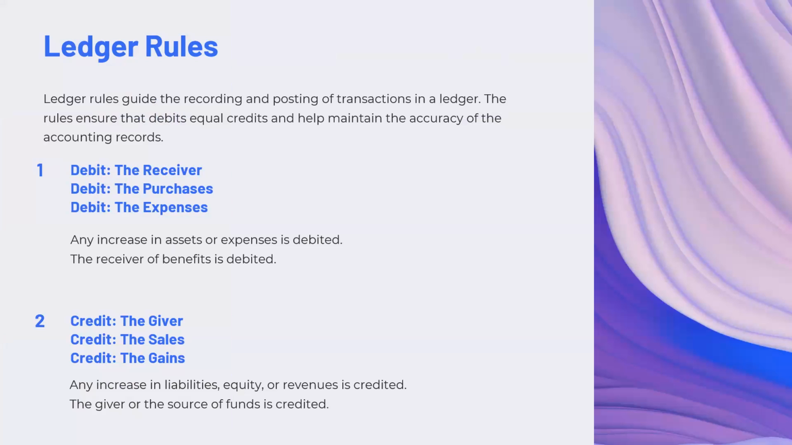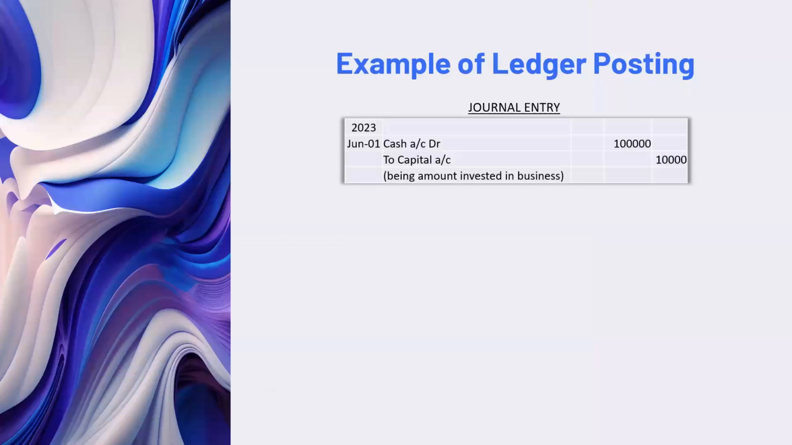Why do we have these ledger rules? Just as we have journal rules for journal entries, the ledger rules help us in recording and posting of transactions in the ledger, as well as in maintaining the accuracy of the accounting records. So let's see with an example.